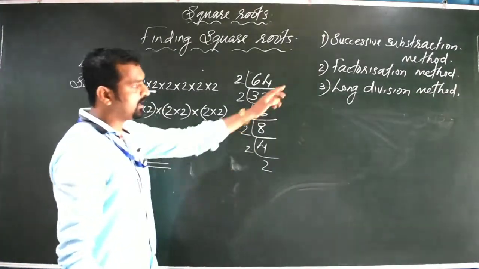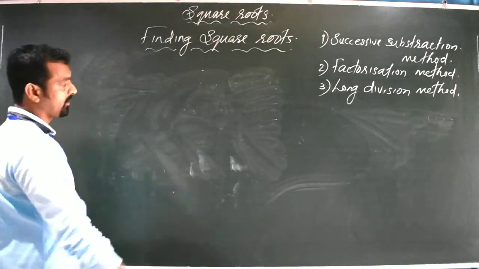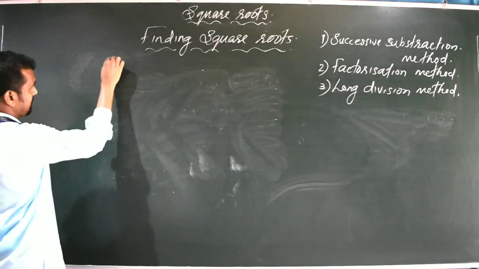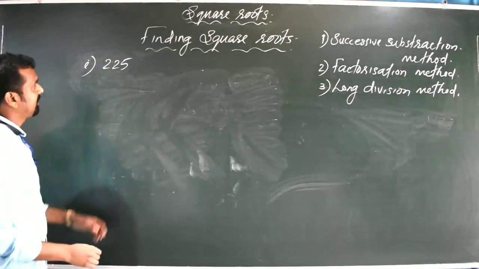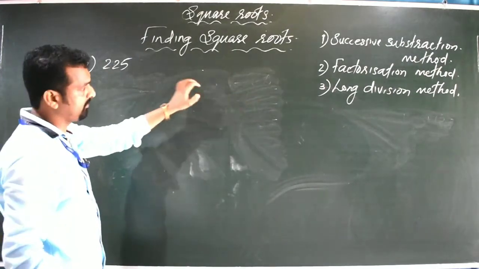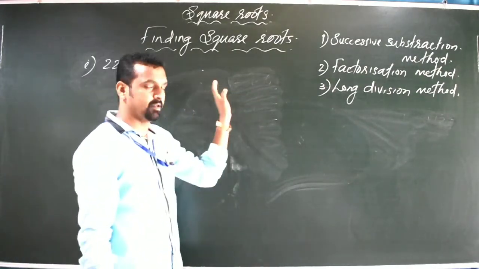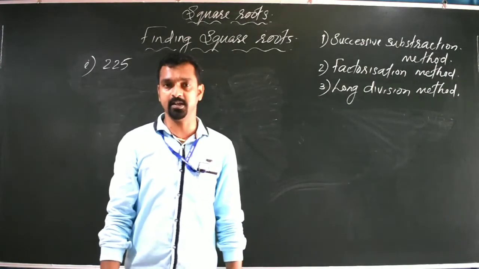Now the third method is the long division method. Find the square root of 225 by the long division method. How can we find it by the long division method? It may be new for you. Remember that it is very important.